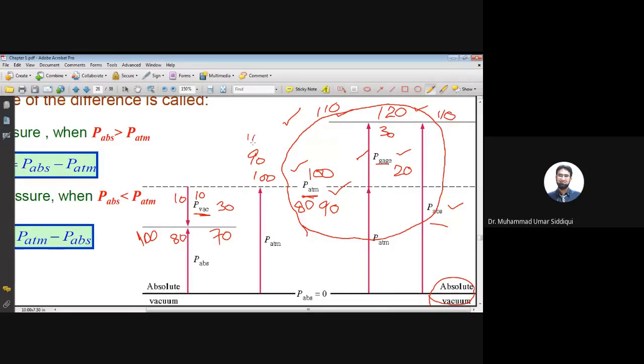The point was to make you understand this relationship. Here the relationship is P atmosphere plus P gauge equals P absolute. Here the relationship is P atmosphere minus P vacuum equals P absolute. Do you understand these relationships here or not?